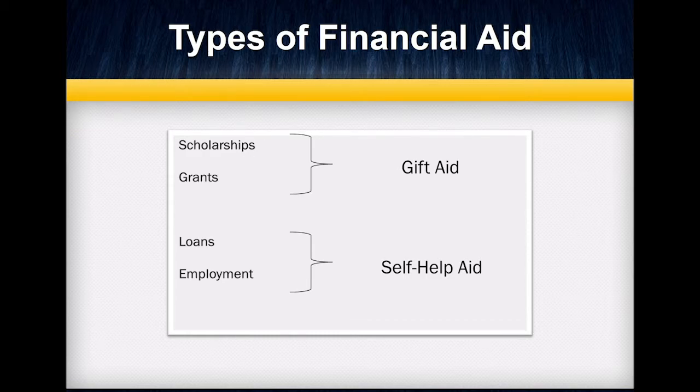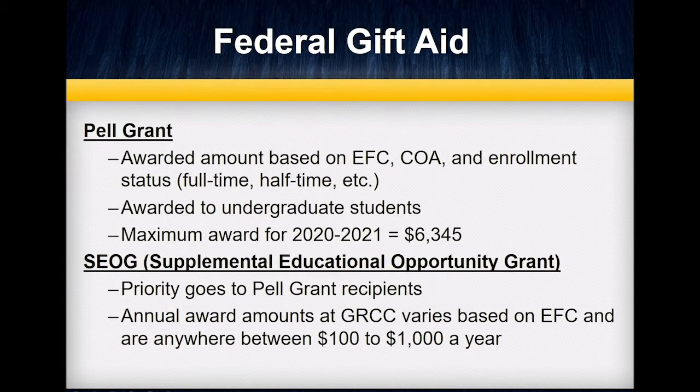The types of aid that are available for students are both gift aid and self-help aid. Of course, we always want to try for the gift aid first. The grants and scholarships, that's money you don't have to pay back, but you do have to earn by attending school. Self-help aid are loans, which is money you can borrow and pay back, or there's employment on campus where students can get a job and be employed on campus to help them pay for their tuition.